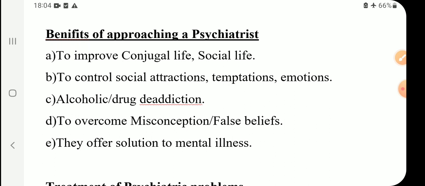And the third benefit is alcohol or drug de-addiction. As I said earlier, most of the people are addicted to drugs and alcohol, and their family will actually suffer. Due to one person, the entire family will suffer. To overcome all these addictions, they will have alcohol and drug de-addiction. And the next benefit is to overcome all the misconceptions and false beliefs. They have to approach a psychiatrist. And the main benefit is the psychiatrist will offer a solution to their mental illness. So these are the benefits of approaching a psychiatrist.